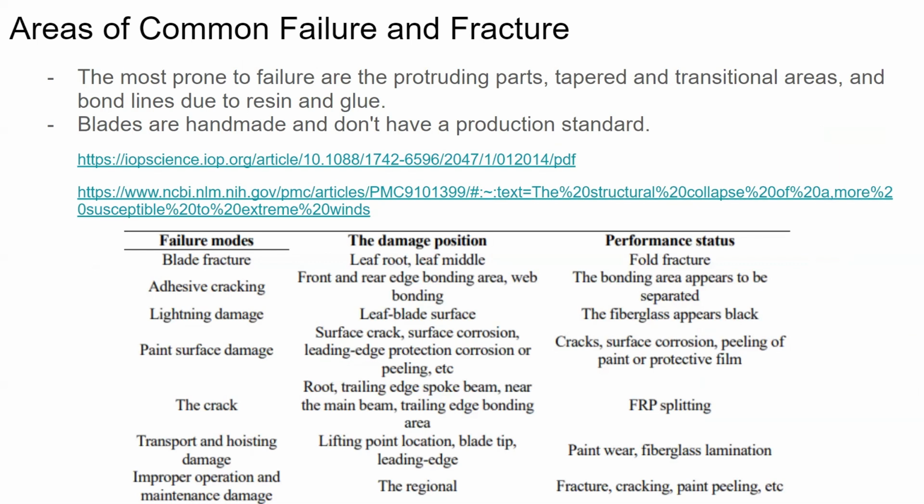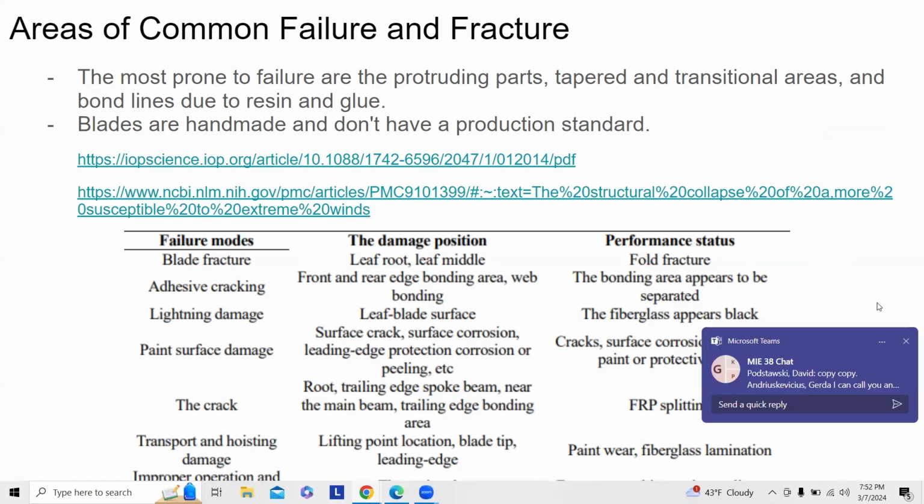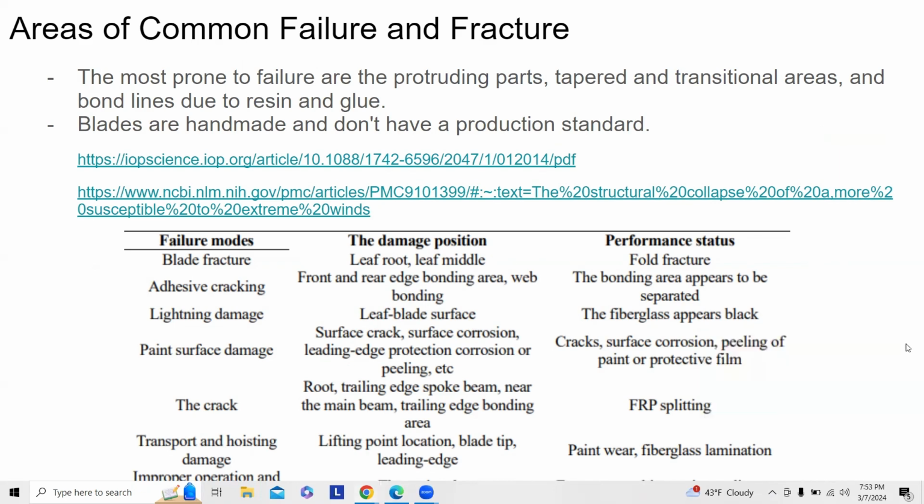And then some common areas of failure and fracture in the turbines are usually protruding parts, tapered and transitional areas, and any bond lines due to resin and glue that exist on the turbines, whether that's the blade or just other parts of it. And since the blades are handmade, there's no set production standard. Because of that, it's not really regulated, so it's easier for those to fail as well.